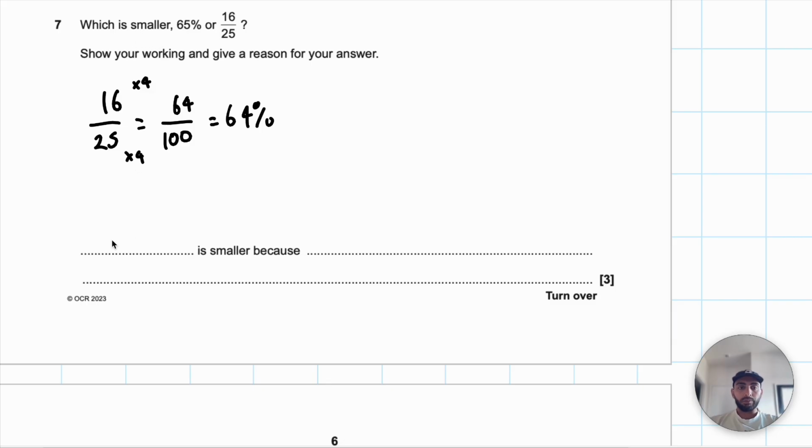We want the smaller one, so that would be 16 over 25. We use the fraction that's given in the question, because 64% is smaller than 65%.